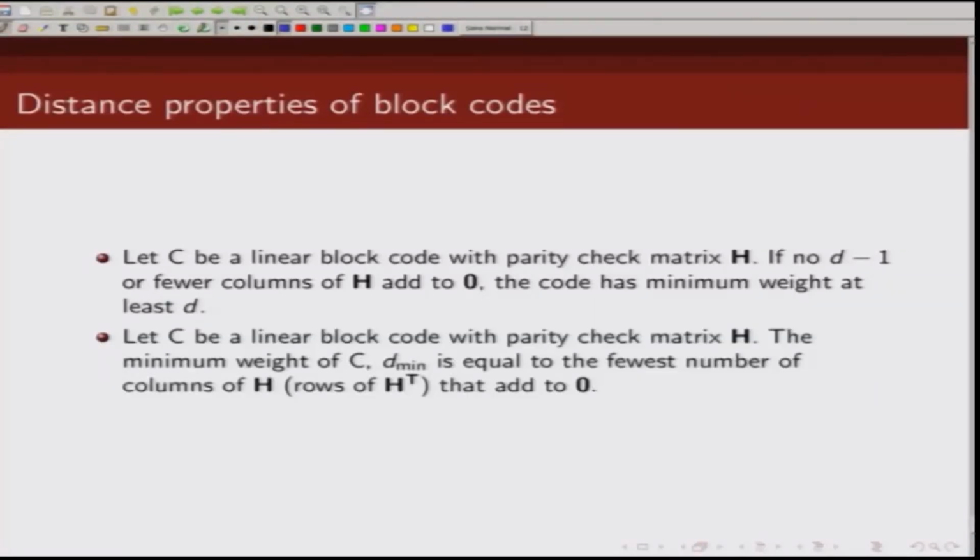The second statement that we can make is, if there is a linear block code C with parity check matrix H, then the minimum weight of this linear block code C, Dmin, is equal to the smallest number of columns of this H matrix whose vector sum adds up to 0.